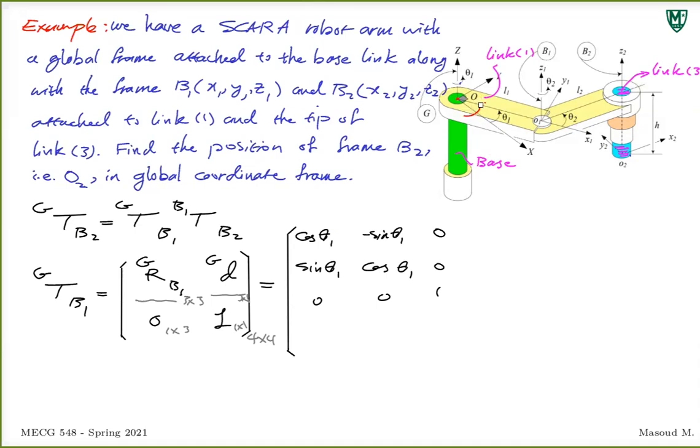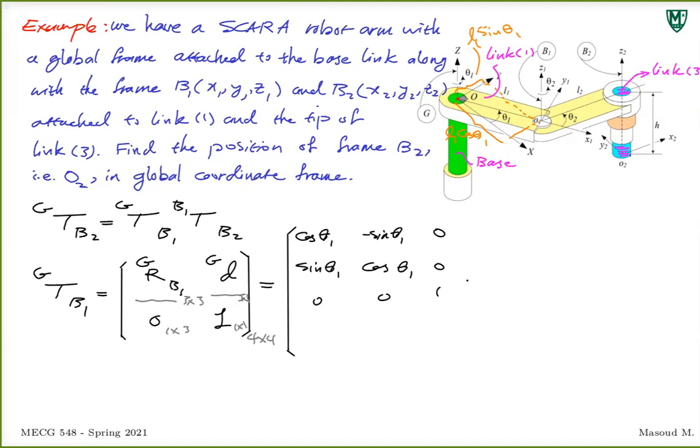If you think about this as a two-dimensional problem, these are in the same plane. So you decompose this one this way. This becomes L1 cosine theta 1, and this becomes L1 sine theta 1. And z is 0. O1 is in the xy plane.